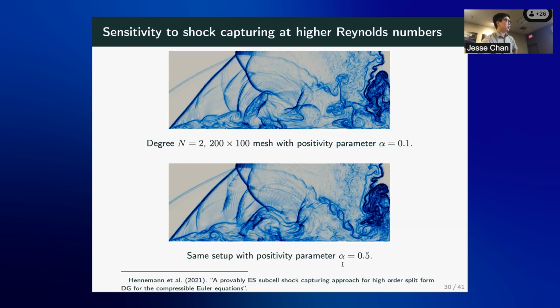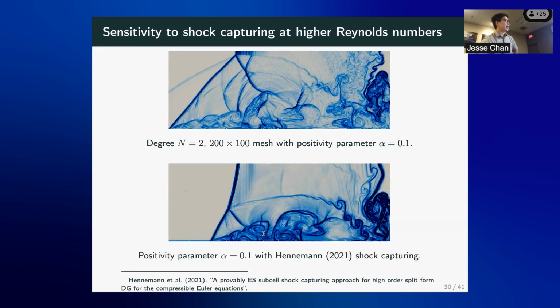If I change from alpha equals 0.1 to 0.5, you see some differences in this flow. It's highly under-resolved and chaotic, but overall the shock structure looks kind of similar. If I apply shock capturing, then you get a vastly different solution in terms of the qualitative behavior. This is what makes us a little suspicious of our shock capturing type results. Our goal with this was to basically produce a positivity preserving method with minimal dissipation to avoid exactly this type of behavior.